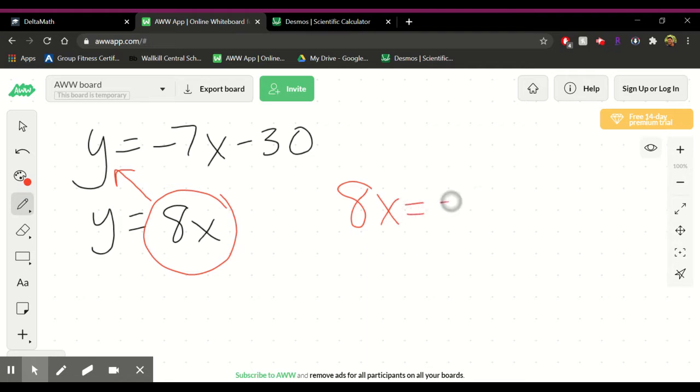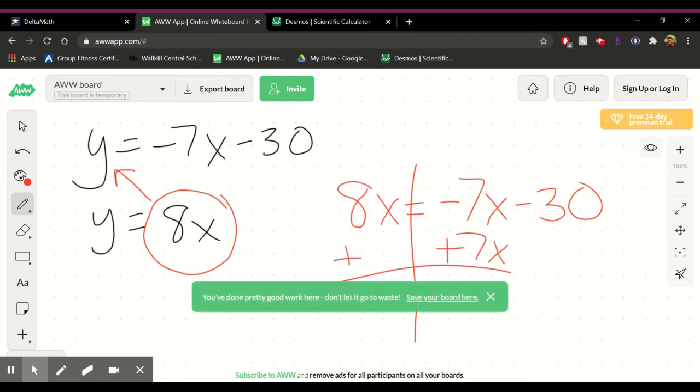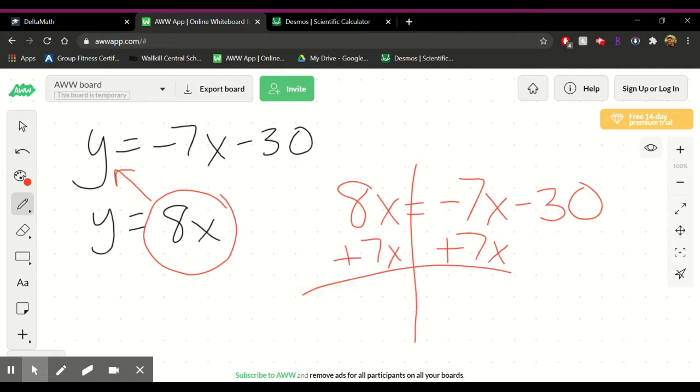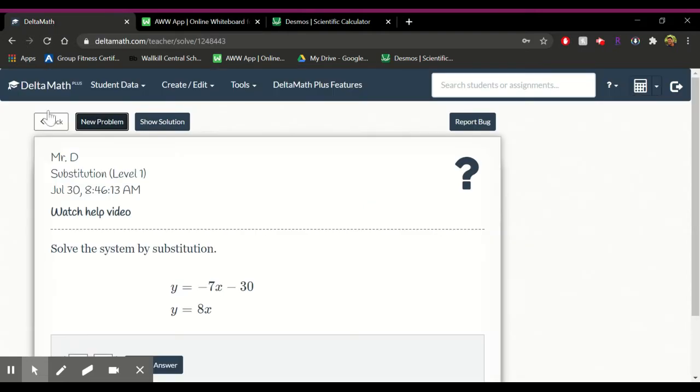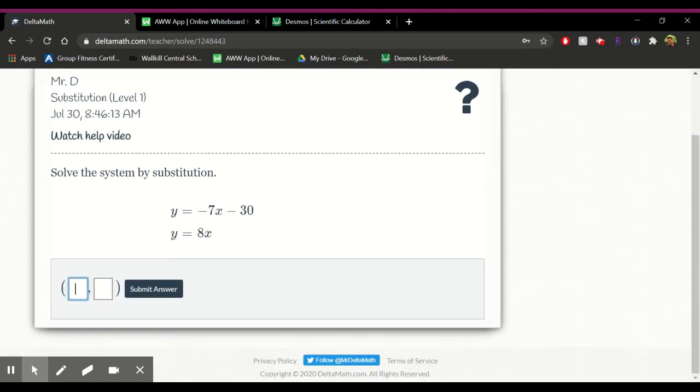So you have 8x equals negative 7x minus 30. Okay, and then we can solve this by adding 7x to both sides. And we get 15x equals negative 30. Divide both sides by 15. And you get x is negative 2. So back here, our x value in our coordinates is going to be negative 2.